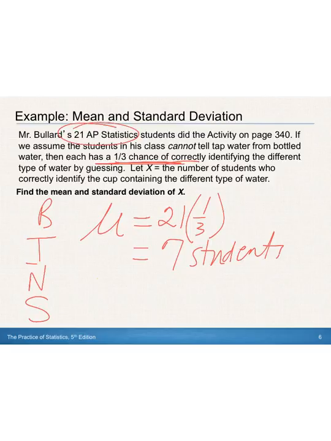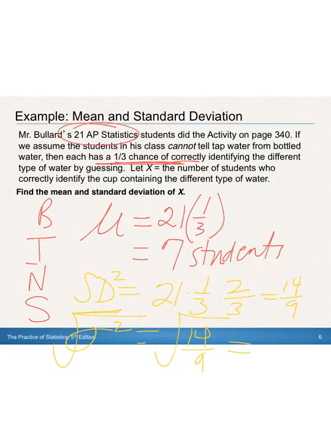And then the standard deviation would be 21 times the 1/3 times the complement, or 1 minus p. So when we calculate this out, we get 14/9. That is the variance. So then we're going to take the square root of the variance, which is the square root of 14/9, which would give us, I believe, 2.16. Not 2.16, 2.49, 2.419. So that means typically the number of students who got it right varies by 2.419.